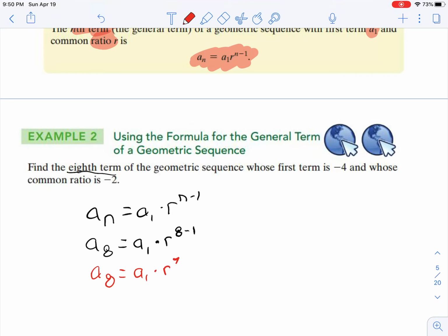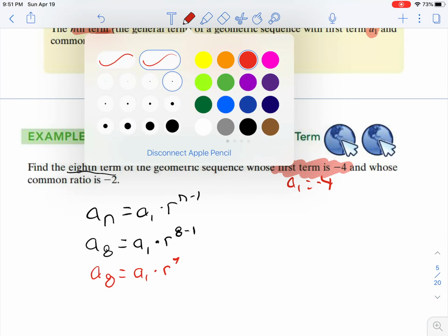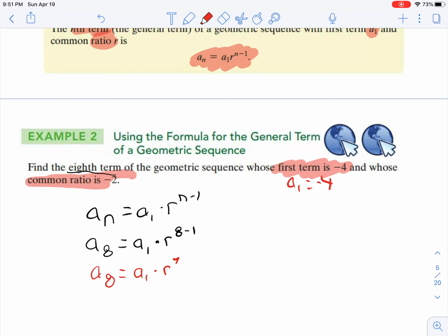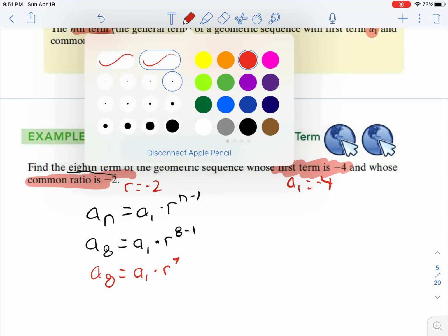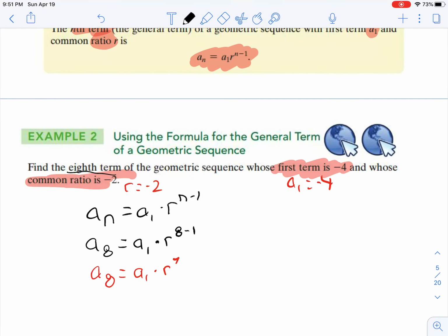Okay, the first thing we have to do is determine what these are. Our first term is negative 4, so this is a sub 1. And then our common ratio r is negative 2, excuse me. r equals negative 2. So we're going to plug this directly in and find our 8th term. We're going to have negative 4 times negative 2 to the power of 7.